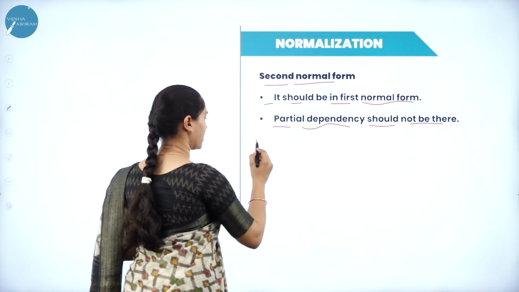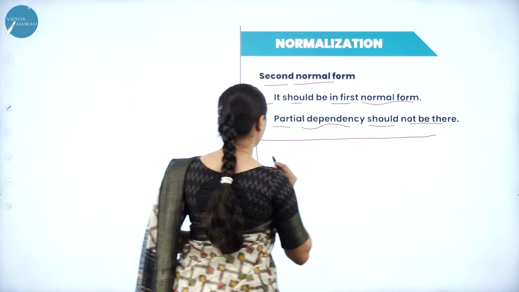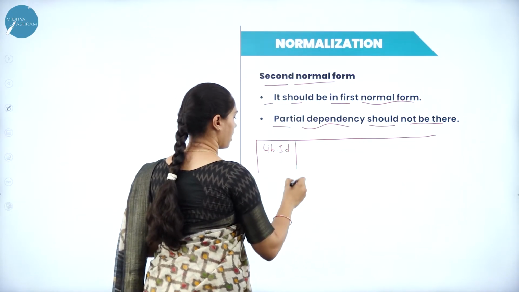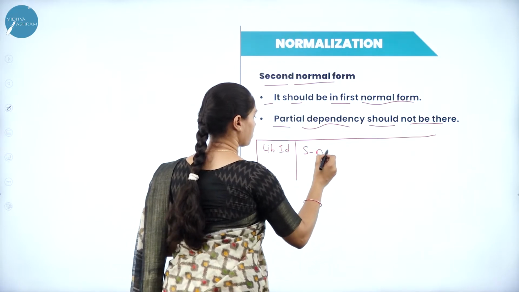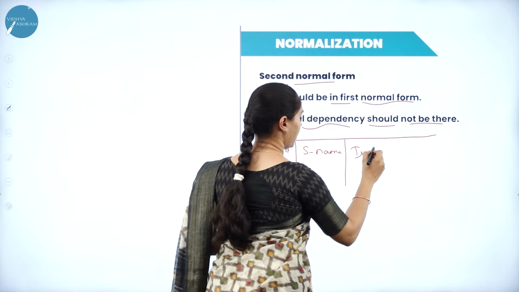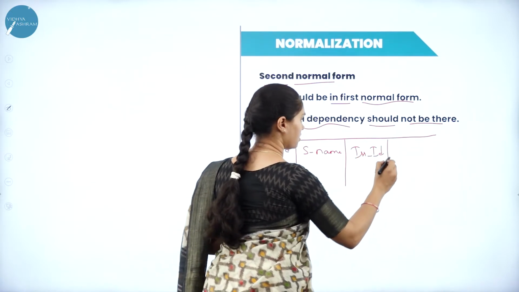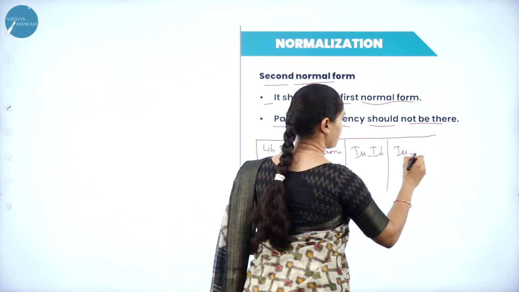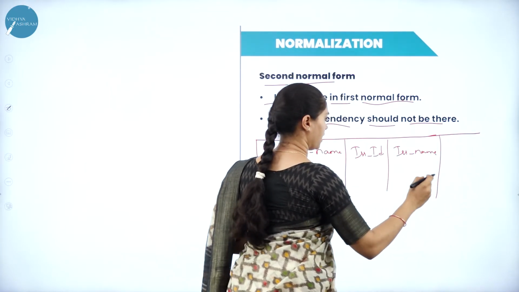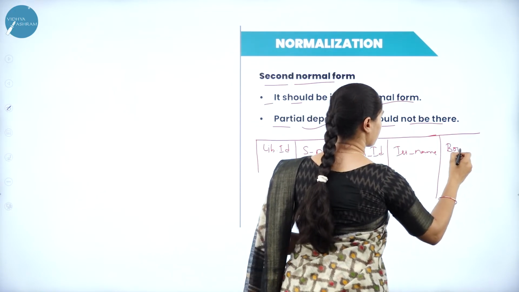Let me consider one example. Consider library ID, and we have student name, and consider issue ID and issuer name, and consider book details or a book name.